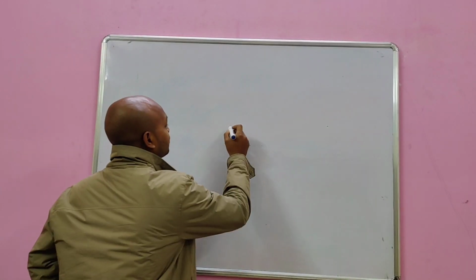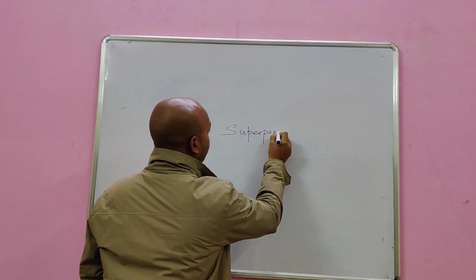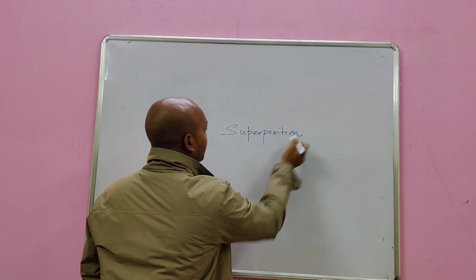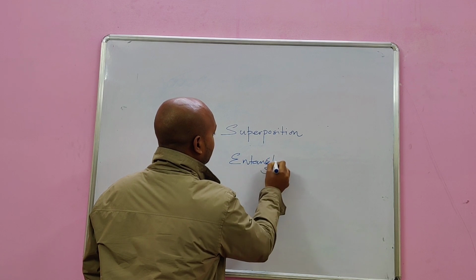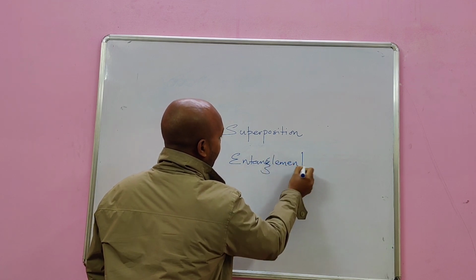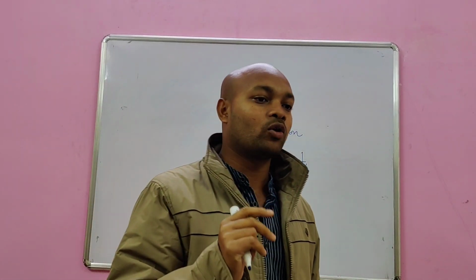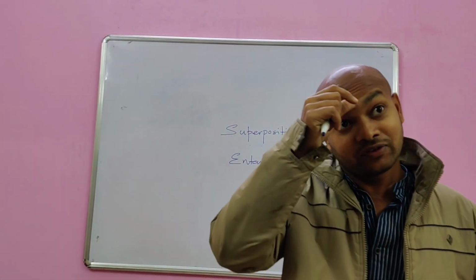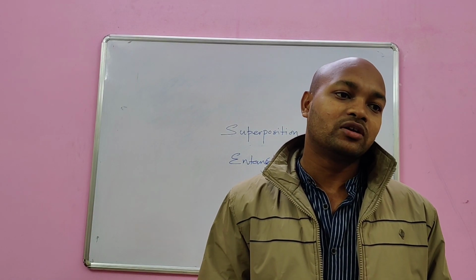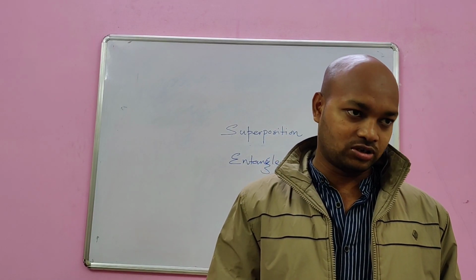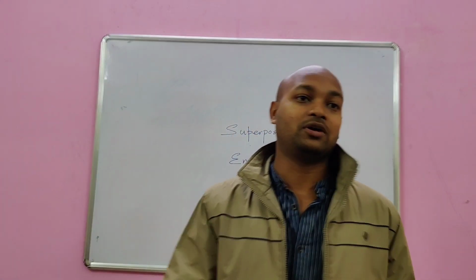One, superposition, and the other, entanglement. These are the two principles from quantum mechanics for which we do not have analogous expressions or classical counterparts, let's say.